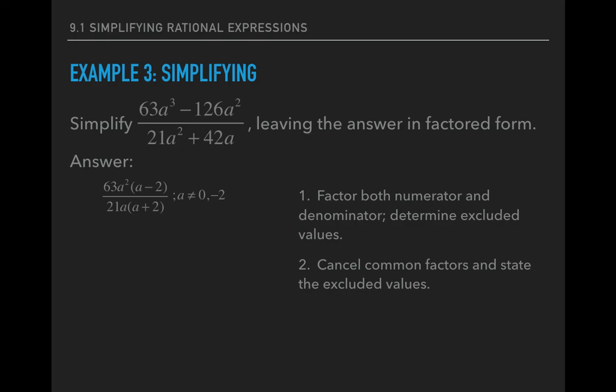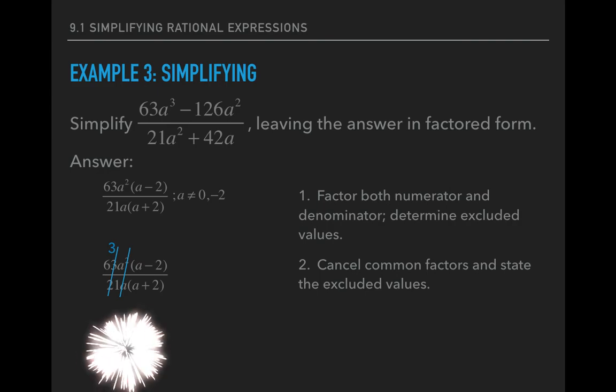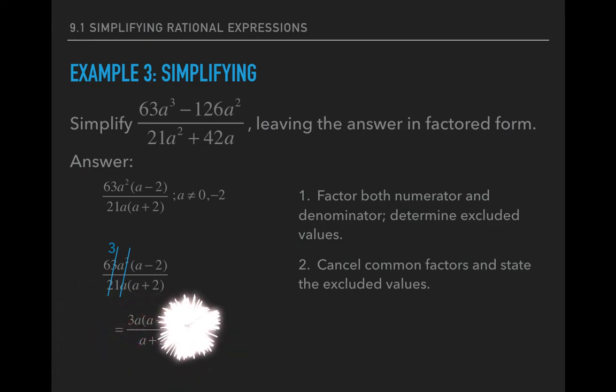Now, we're going to cancel common factors. In the parentheses, those are different, so you cannot cancel them. But the numbers we can cancel, and we'll have 3 over 1, because 21 goes into 63 3 times. And we can cancel 1 a from the top and bottom. So your final answer will be 3a times a minus 2 over a plus 2, where a cannot be 0 or negative 2. And that's it.